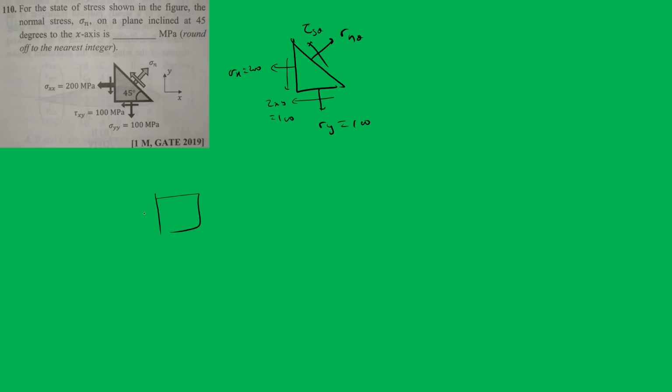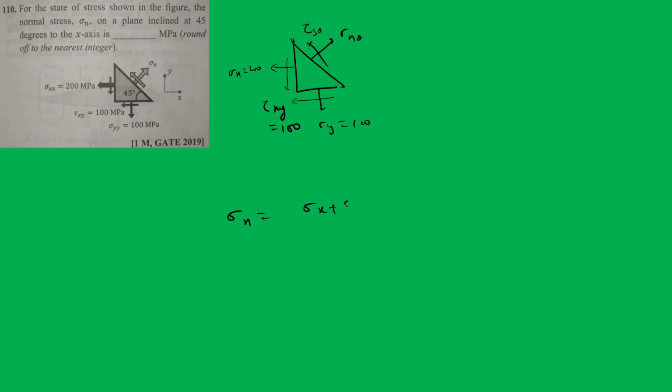Our sign convention for tau is like this, so this tau is positive. That is correct. This is again 100. I will write it neatly. So this is tau xy, and this is equal to 100. Now you have to find sigma n.